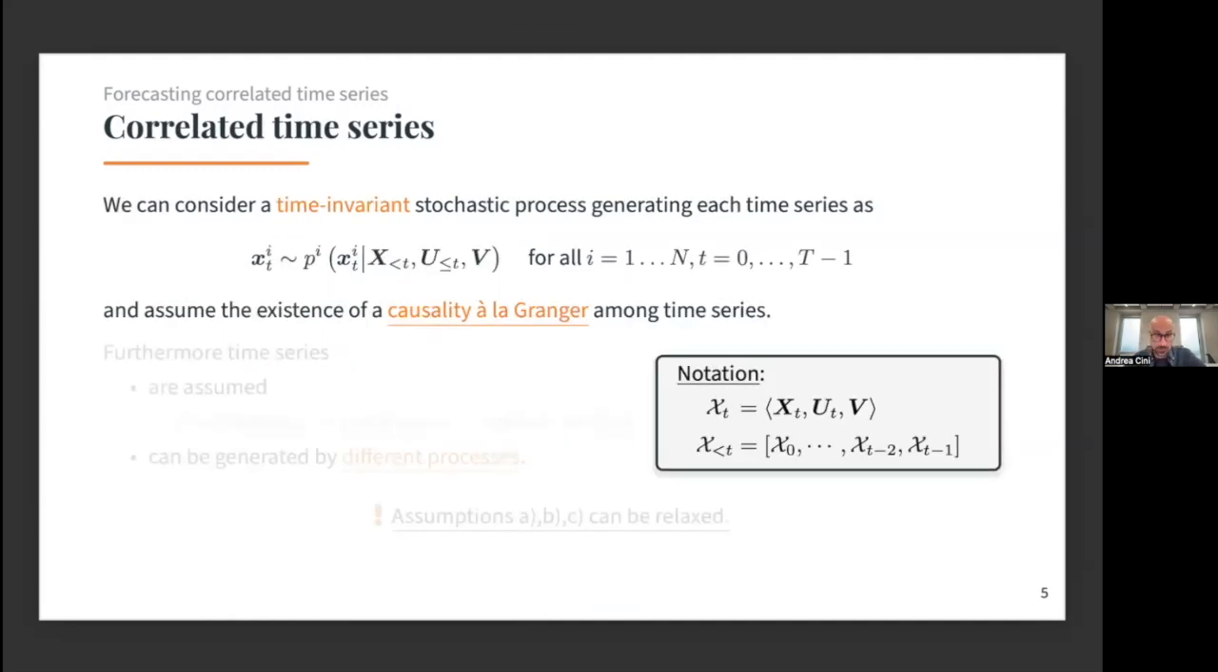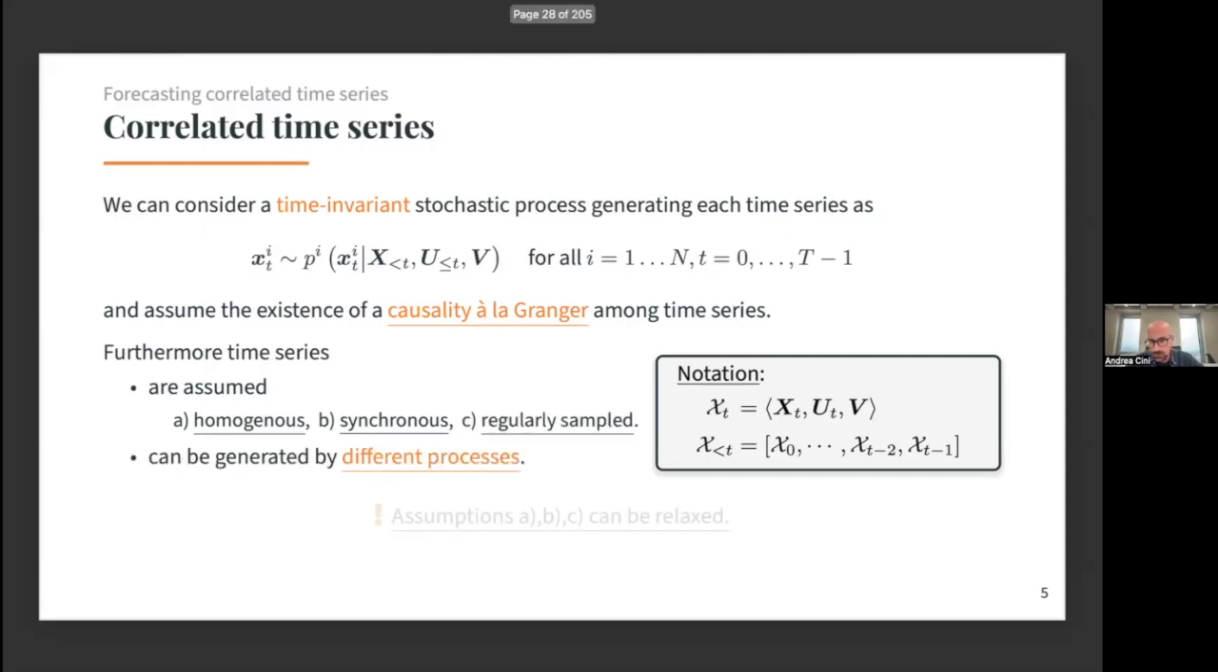We assume that the time series are generated by a time invariant stochastic process, and we assume the existence of a Granger causality among the time series, which means basically that we assume that the forecast for a time series can be made more accurate by considering the other time series in the collection. Furthermore, we assume that the observations across the time series are homogeneous, and that these happen synchronously over time and also regularly. We don't assume instead that every time series is generated by the same process. It's also important to stress that while these assumptions might sound very restrictive, in practice they can be met with the appropriate preprocessing and also can be relaxed, as we will see later on.